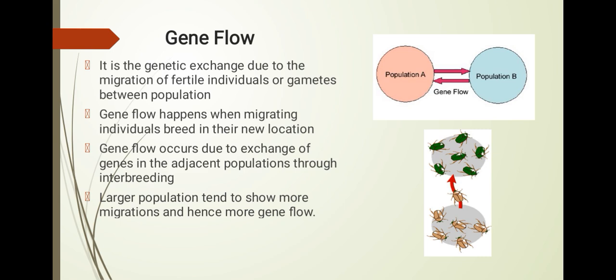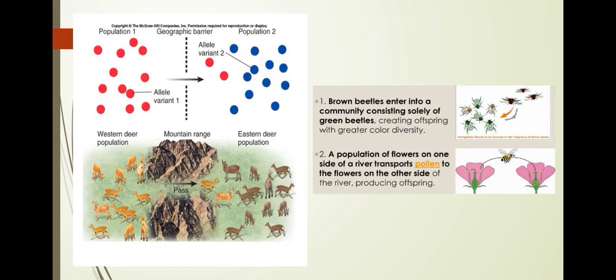Gene flow. It is the genetic exchange due to migration of fertile individuals or gametes between populations. Gene flow happens when migrating individuals breed in their new location. Gene flow occurs due to exchange of genes in adjacent populations through interbreeding. Population A, population B, gene flow will be happening. Larger populations tend to show more migration and hence more gene flow.